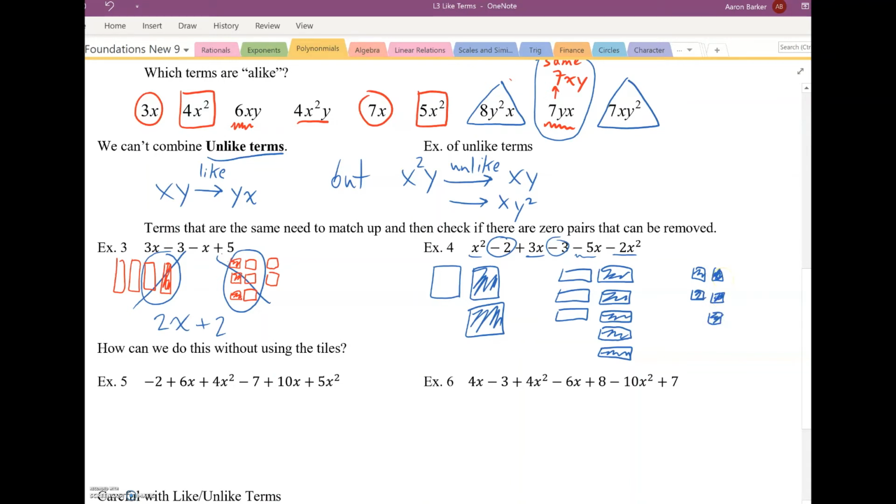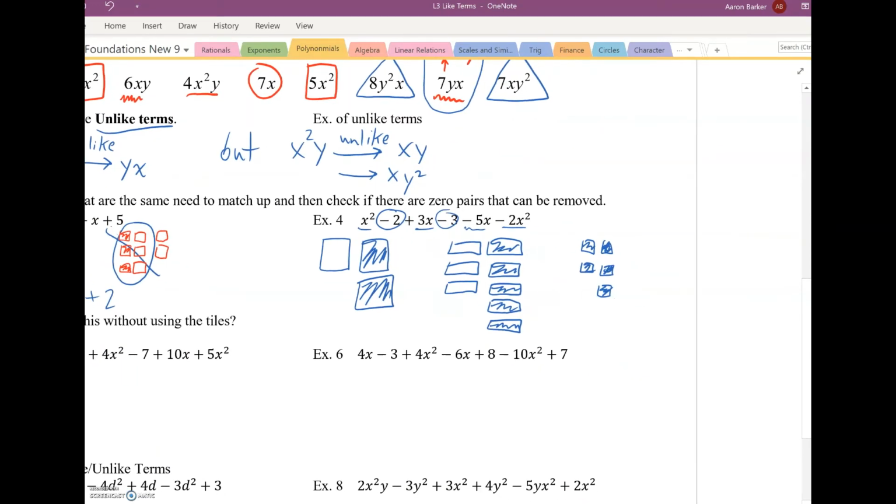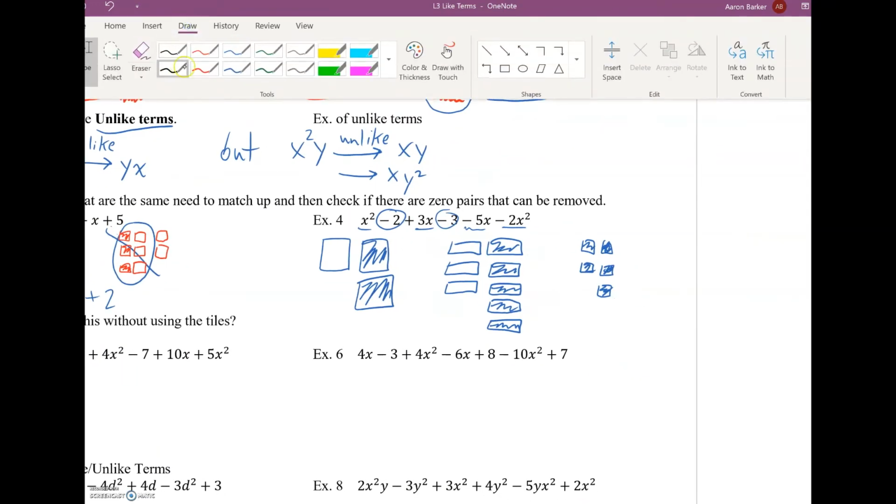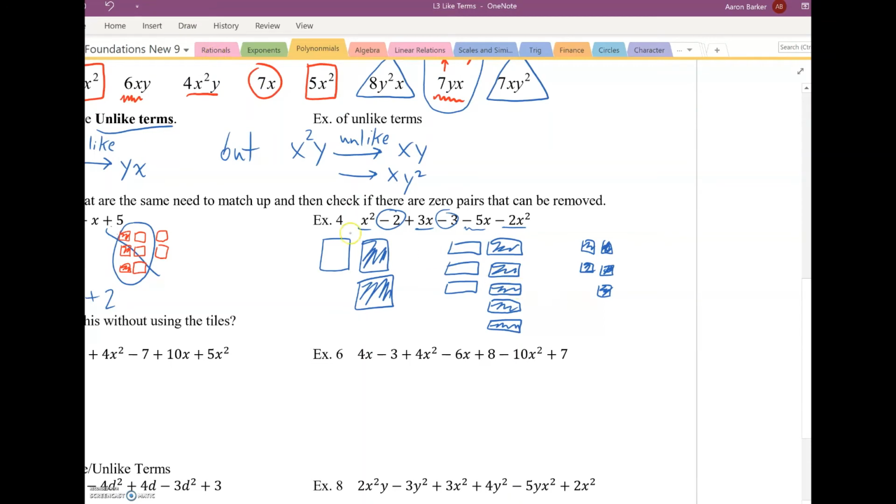So what have we got all together then? Well, this forms a 0. It's gone. So we have an x squared. And this forms a 0. So it's gone. We have a negative 2x. And then we have a minus 5. Okay. So this is what we call descending order.